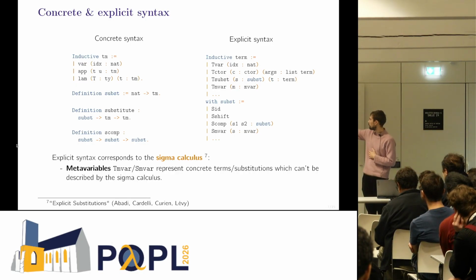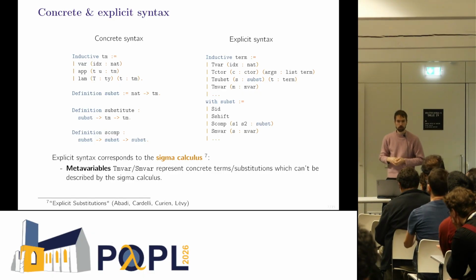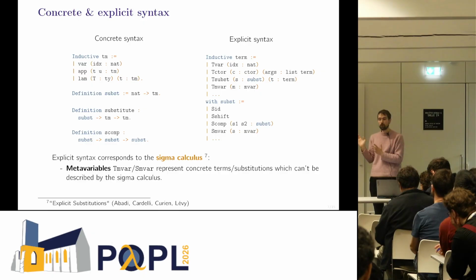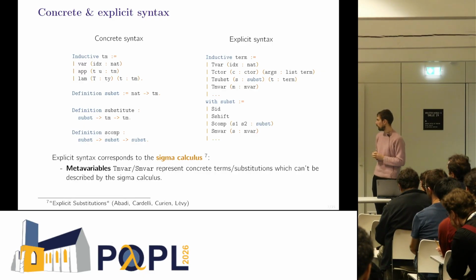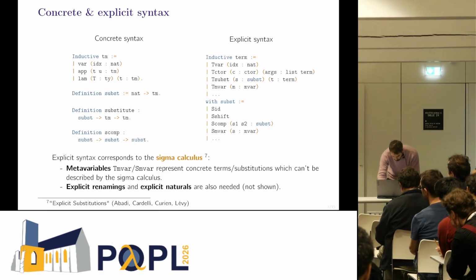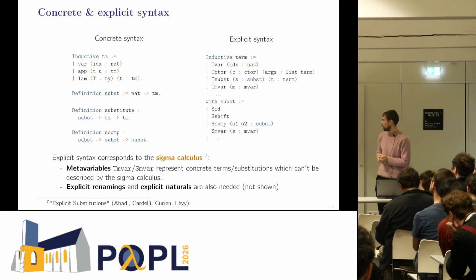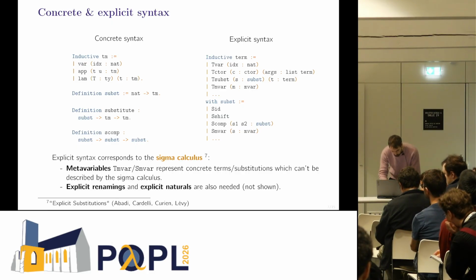the tmvar and smvar constructors are a bit special because they represent concrete syntax which we don't know how to verify in the explicit syntax. So we just box them using this concept of meta variable and don't touch them. And also something I won't touch in this talk, but which is present in the implementation, is that we also need to do the same treatment for renamings and for natural numbers. So we need to verify quite a lot of things.